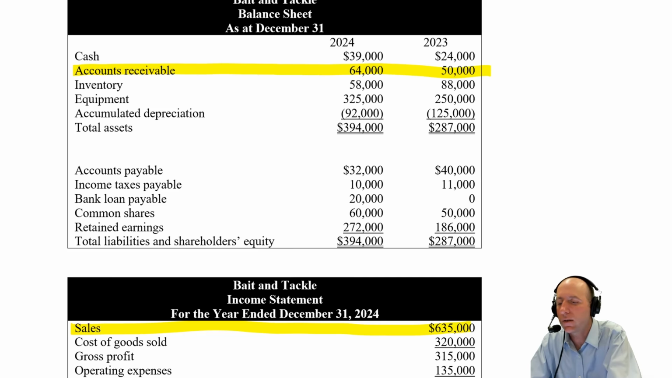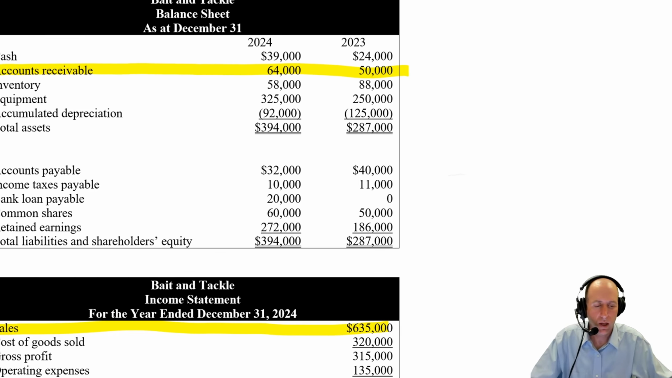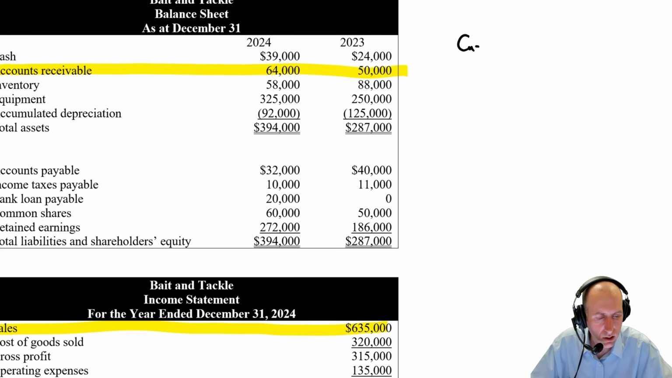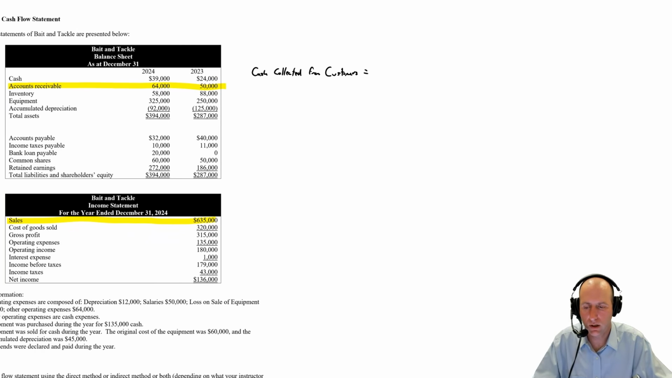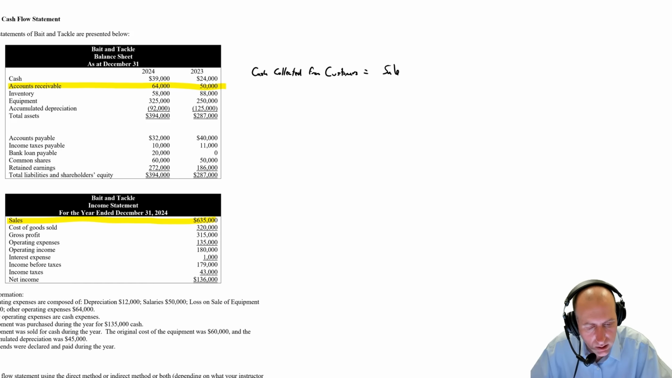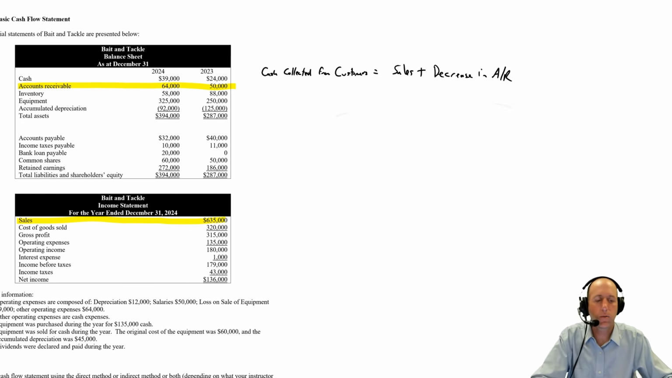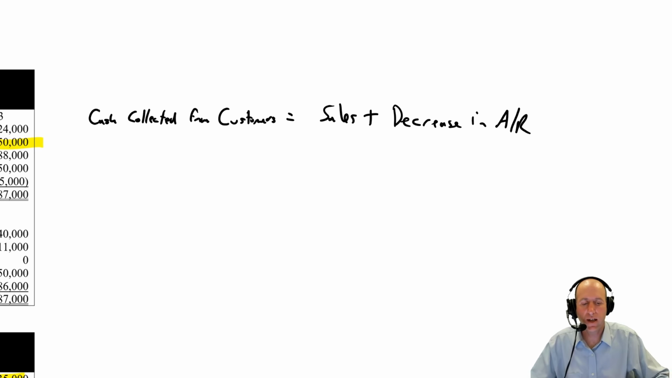And so with the direct method, we do these little formulas. So cash collected from customers equals, I'm going to actually come back out here, sales plus decrease in AR. And let me explain what's happening here. It should make sense that the more I sell, the more I collect from my customers, so sales is a contributor. Why decrease in AR?